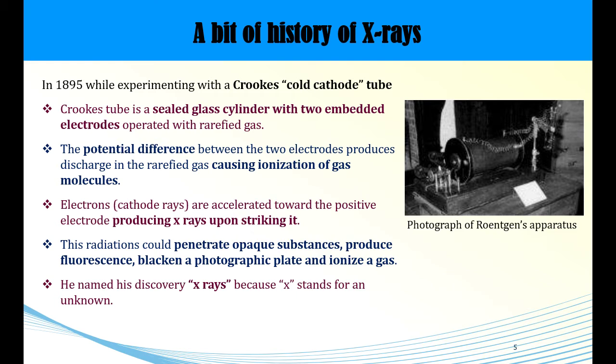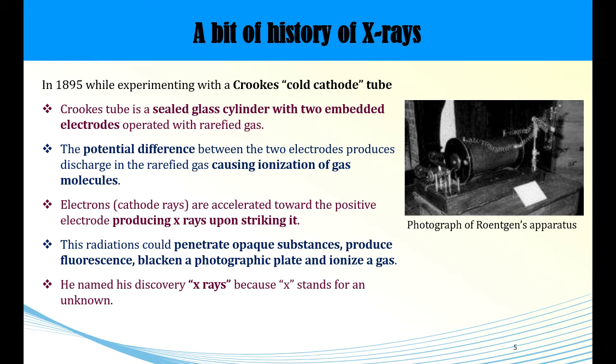See the observations. The Crookes tube is a sealed glass cylinder with two embedded electrodes, operated with rarefied gas. There is one tube and it contains two different electrodes, one is the anode and the other is the cathode, and there are rarefied gases. Some different gases are present in that tube. The potential difference between these electrodes produces a discharge. Due to the potential difference, there is ionization of those gases, and due to that there is a formation of one kind of discharge. This discharge is nothing but the electrons or cathode rays. These cathode rays are accelerated towards the positive electrode, and on striking that positive electrode there is a formation of X-rays. This is a simple experiment.